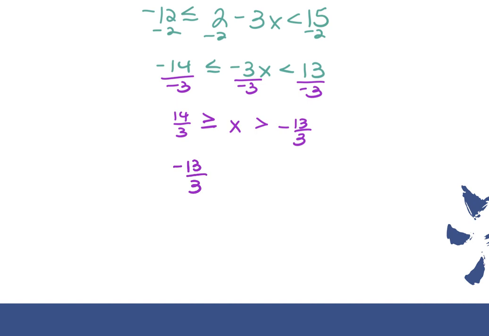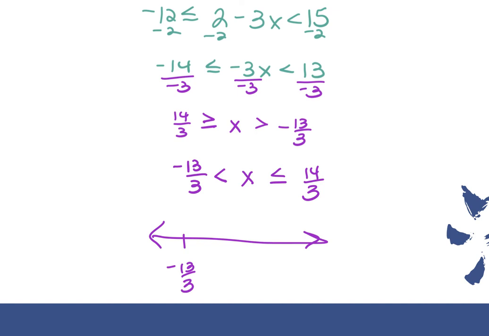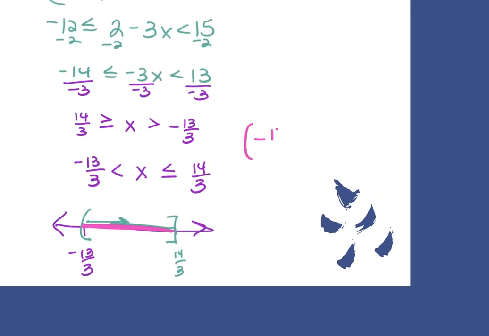The big part of the inequality should still face the x, so it should be less than x, which is less than or equal to 14/3. So we're saying x has to be greater than negative 13/3, which gets a parenthesis, points to the right, and less than or equal to 14/3, which gets a bracket, points to the left. Because it's an and statement, it's only where it overlaps. So this would be negative 13/3 to 14/3 with a bracket on the 14/3.